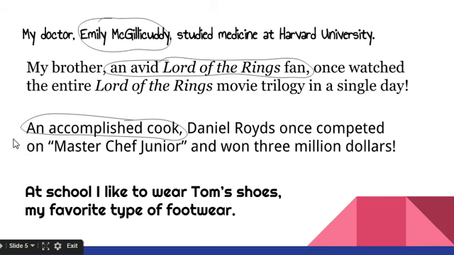Now the last example, as you might have guessed, is going to have an appositive at the end of the sentence. So I say, at school, I like to wear Tom's shoes, my favorite type of footwear. So I'm adding this extra information that Tom's shoes are my favorite type of footwear. I could stop the sentence after, at school, I like to wear Tom's shoes. But I add on that appositive, my favorite type of footwear. So these are all examples of appositives and how we use them.